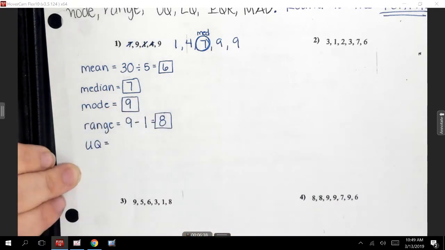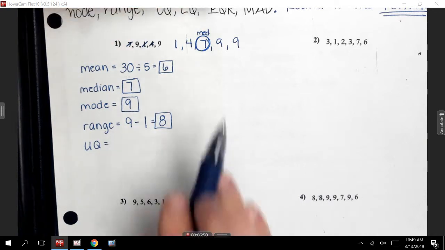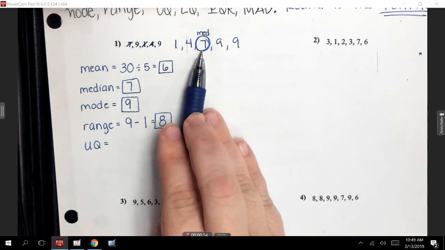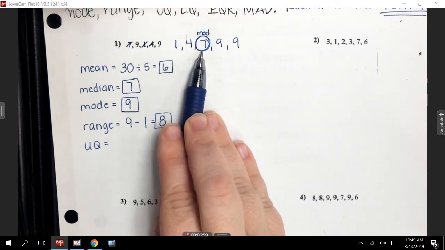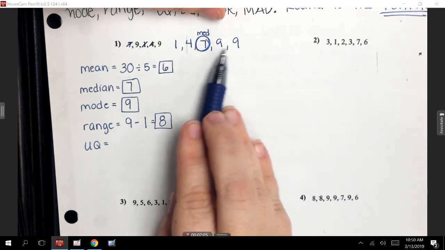UQ. So that's my upper quartile. All right, upper quartile. Javon, what do I do for that? Between 7, 9, and 9. Okay, you're really close, Javon. So Javon said between 7, 9, and 9. So we are looking on the upper side, but do you see how 7's in a circle? It's kind of like that means it's in a bubble. We can't touch it. All right? If we touch a bubble, it's going to pop. We don't want that, okay? So the only numbers on the top are 9 and 9. Are y'all okay with that?